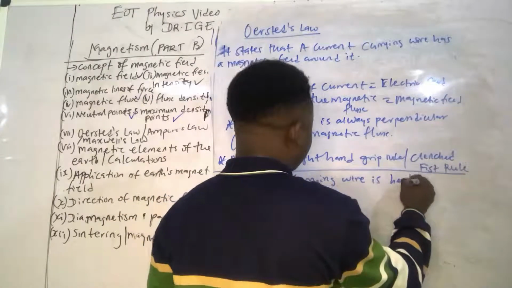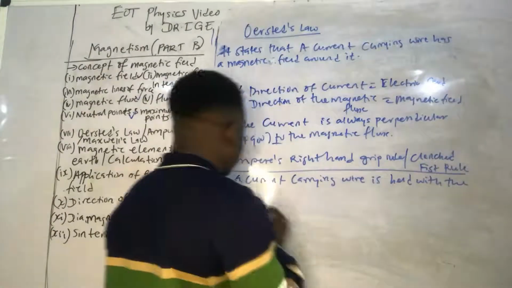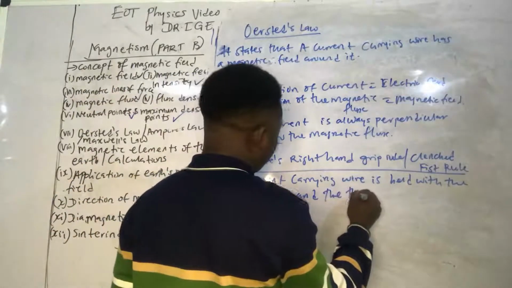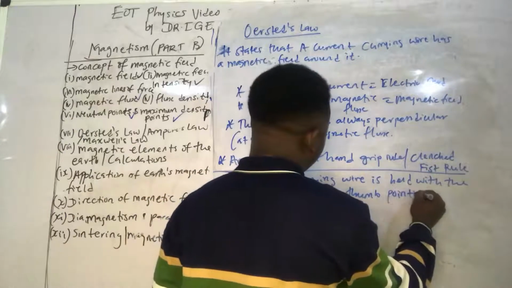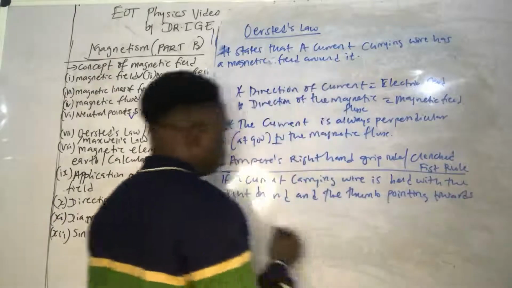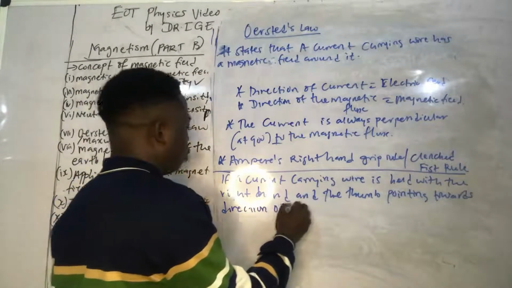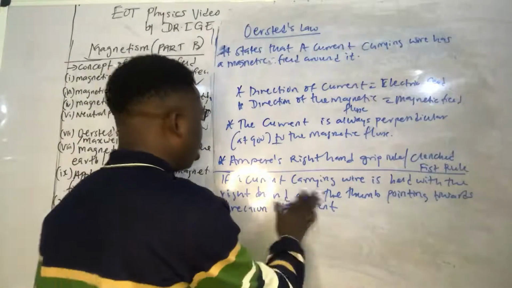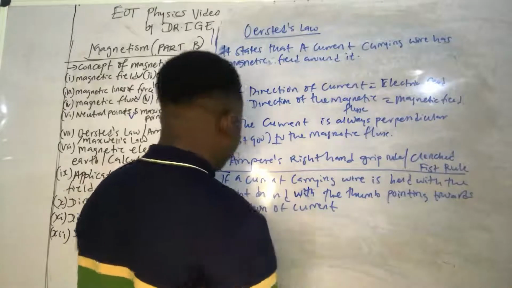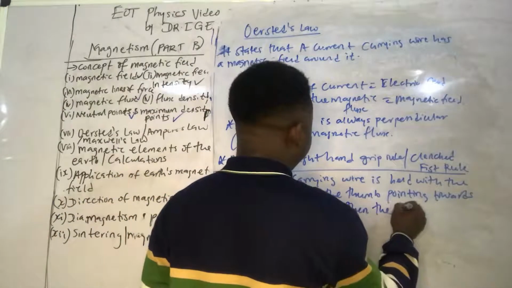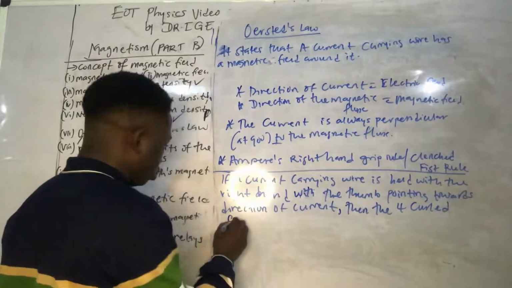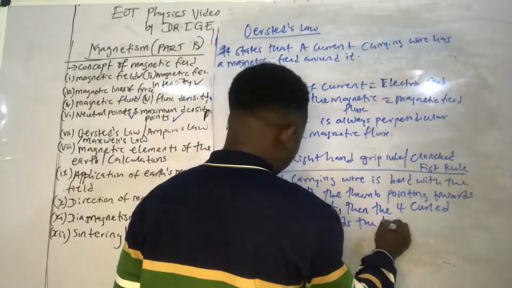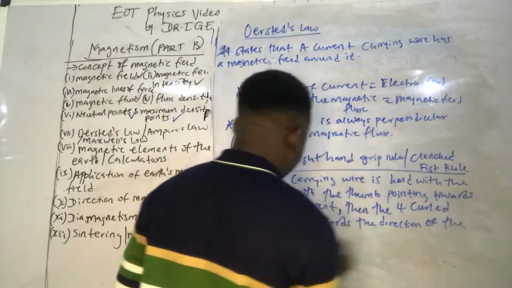Now what this law explains is that if a current carrying wire is held with the right hand, with the thumb pointing towards the direction of current, then the four curled fingers point towards the direction of the magnetic flux.